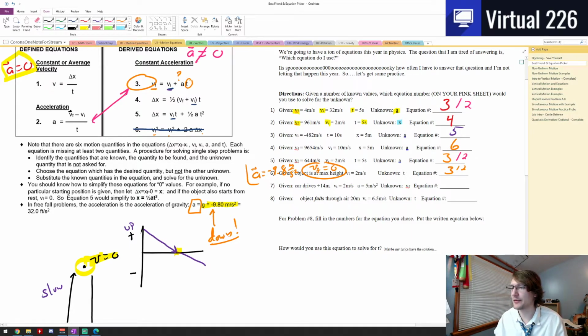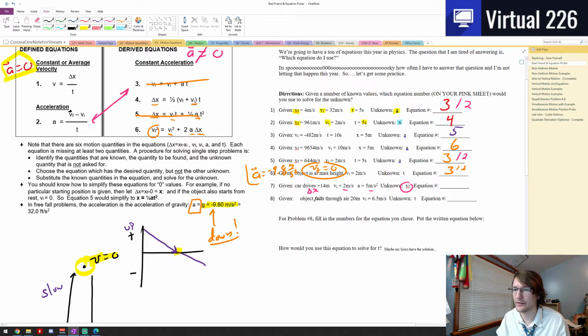For this one, for number 7, a car's driving 14 meters. So if it's going meters, that's a delta x right there. It has an initial velocity and has an acceleration. I'm looking for a final velocity. Well, let's take a look at all of our equations here. Let's clean these up a bit. If we have a delta x, here are all our delta x's, so this one's gone. We have a vi, so here are all our vi's. And we've got an acceleration, a. And we're looking for vf.